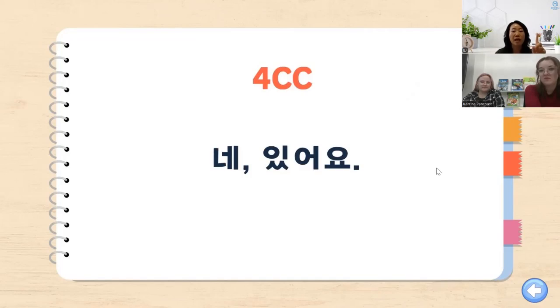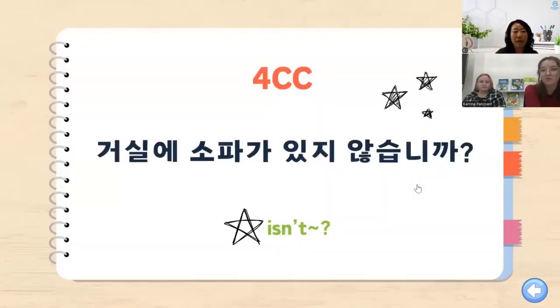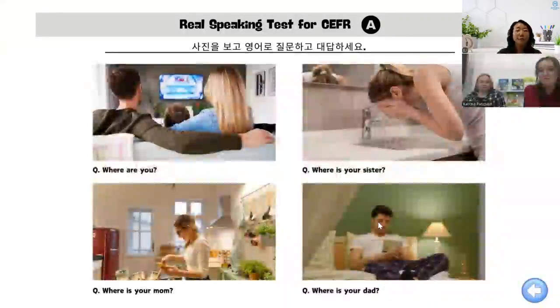Or one student can say the Korean part, and then the others make an English sentence like that. Okay. And how about this part? After doing module 1 and 2, then they can do this part really well, right?